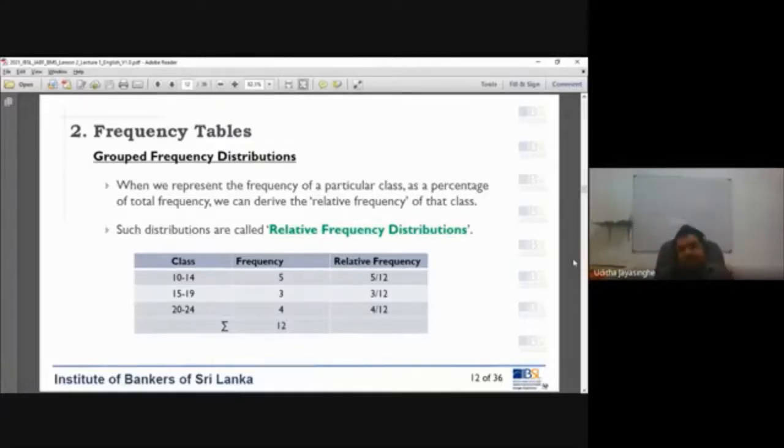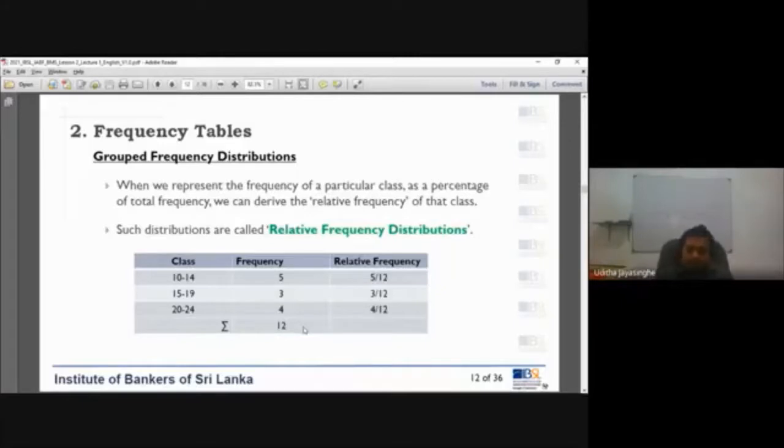The first style of this representation is called relative frequency distribution. Forget about the definition; we'll see what this table is going to tell you. From 10 to 14 up until 20 to 24, we are going to discuss a similar frequency example. This sign is called sigma, used to tell you the total, a shortcut, or rather a synonym. So 12 is the total frequency of this data set. That means you have 12 elements in this data set.